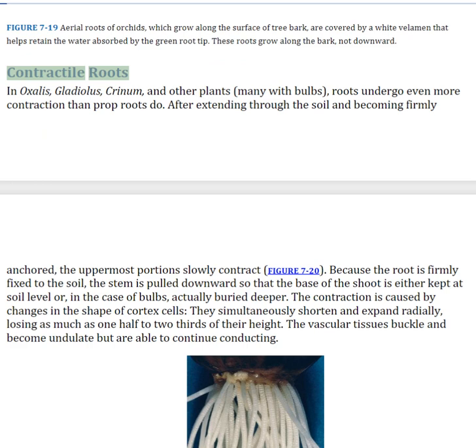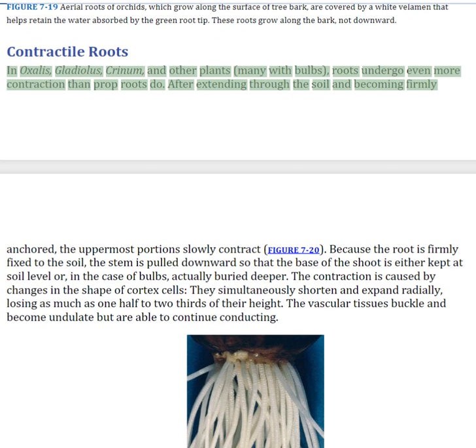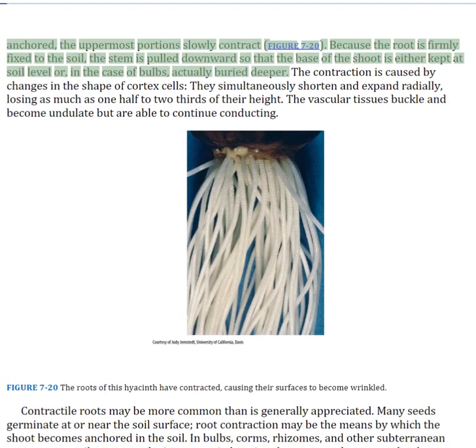Contractile roots. In oxalis, gladiolus, crinum, and other plants, roots undergo even more contraction than prop roots do. After extending through the soil and becoming firmly anchored, the uppermost portions slowly contract. Because the root is firmly fixed to the soil, the stem is pulled downward so that the base of the shoot is either kept at soil level or, in the case of bulbs, actually buried deeper.